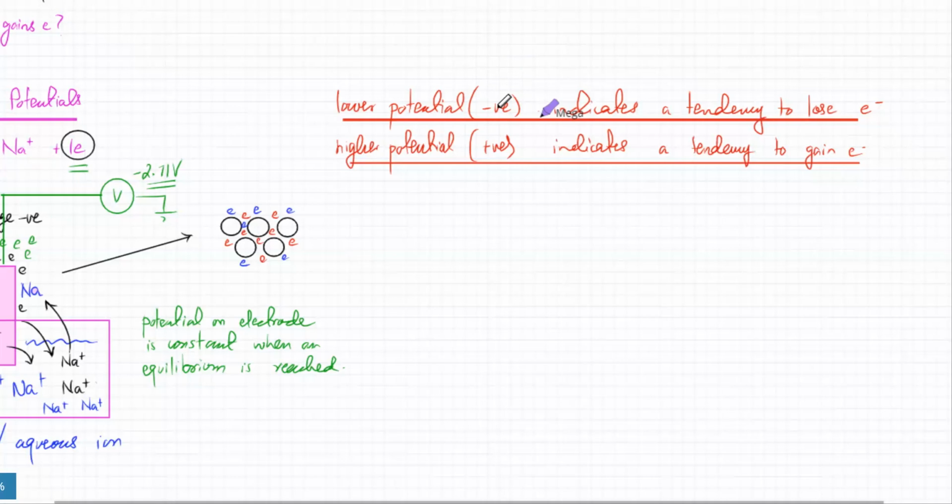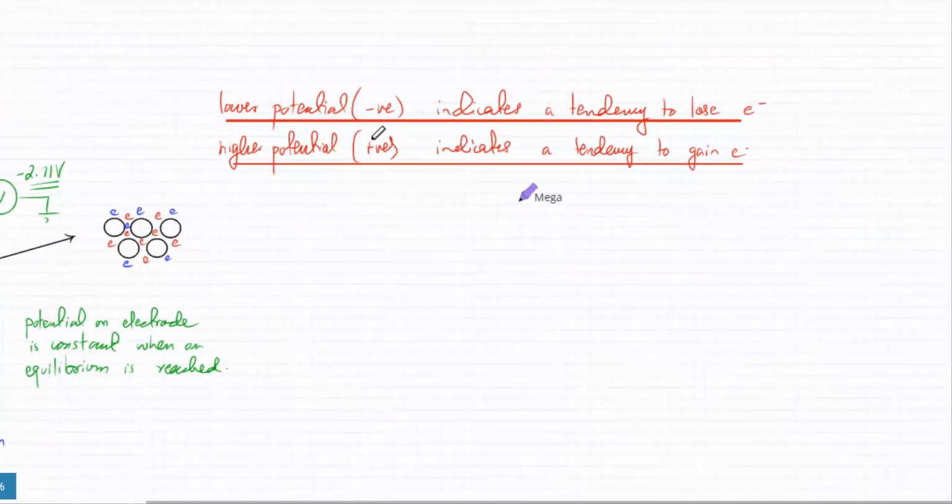So remember, nothing is absolutely negative, nothing is absolutely positive. So you use the terms higher and lower. When you're given two potentials, there's a higher potential and there's a lower potential. There's something that is more positive, there's something that is more negative. So let me state this.